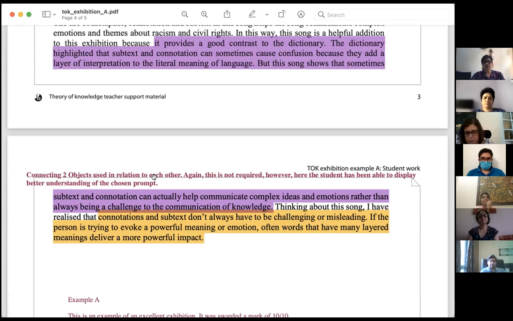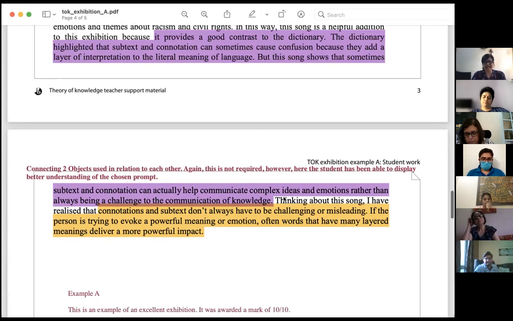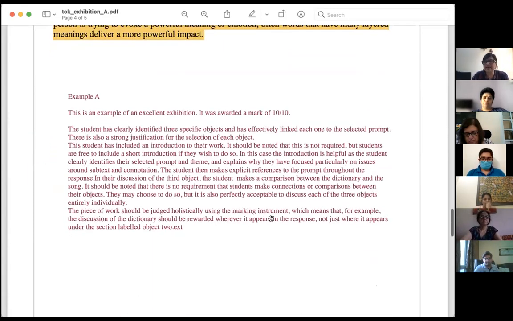So I put in a comment over here, objects used in relation to each other. Again, this is not required. However, here the student has been able to display a very good understanding of the chosen prompt between the objects. And so if you see, this is the examiner comment. The student has clearly identified 3 specific objects and has effectively linked each one to the selected prompt, which I indicated through the color green throughout. There is also a strong justification for the selection of each object. The student clearly said why this fits well, why object 1 fits, why object 2 fits, why object 3 fits.